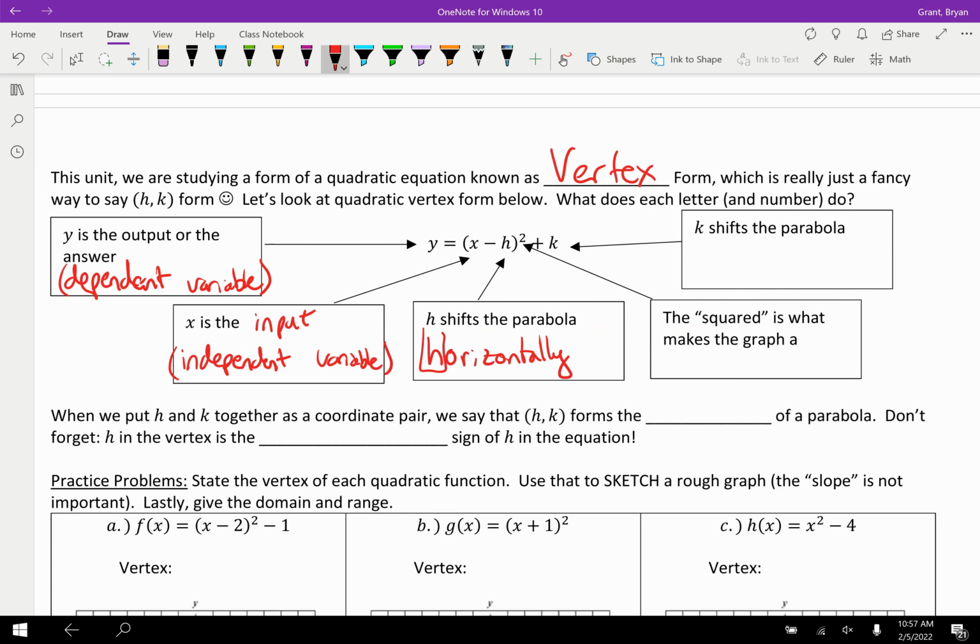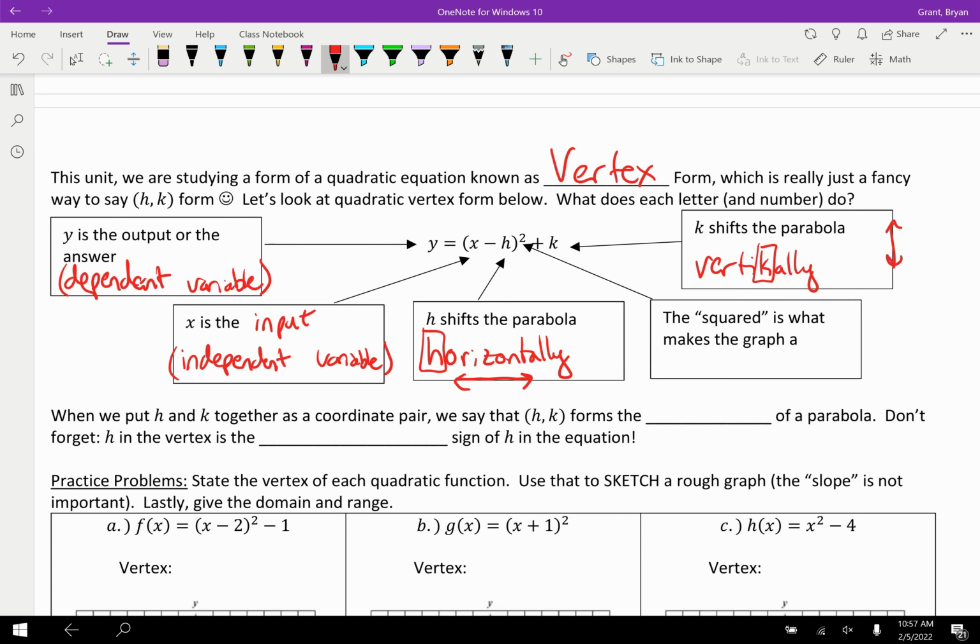And in fact, you can think of that's what h stands for. Reminder, horizontal means we shift the graph left and right. H is kind of like the x part of our vertex. K shifts our parabola vertically. And remember, I misspell vertically just because that way we get a K in the problem as well. And vertically runs up and down.